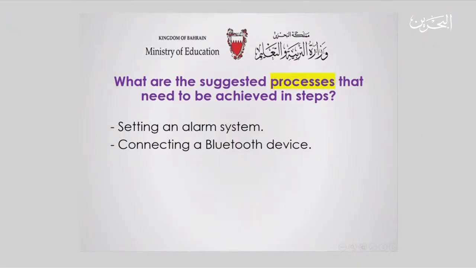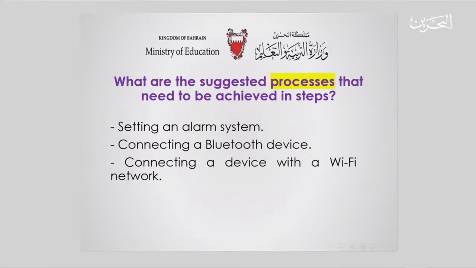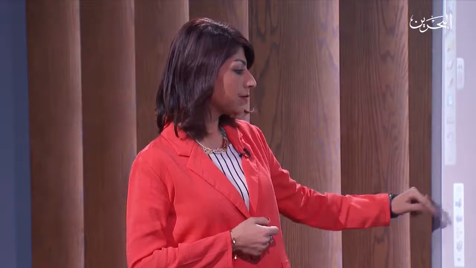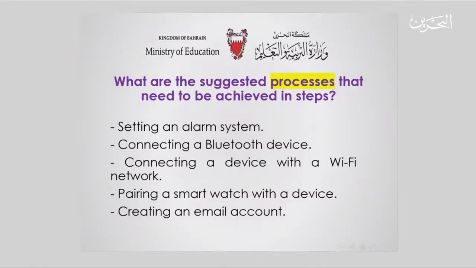Another example is connecting a Bluetooth device. Some cars and some speakers can be connected to Bluetooth, and in order to accomplish this, we have to follow some steps. One more example is connecting a device with a Wi-Fi network. The same thing with pairing a smartwatch with a device. Last but not least, creating an email account. In order to sign up and create an email account, you have to follow some stages. So these are some examples of processes that need some steps to be achieved.